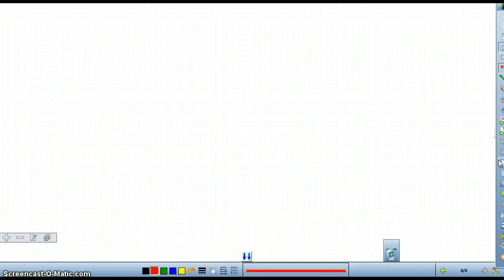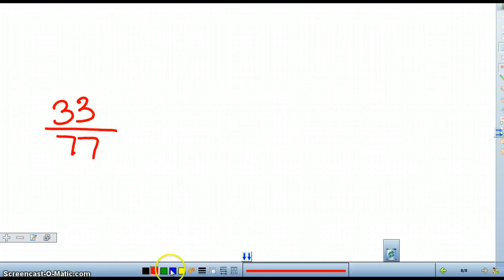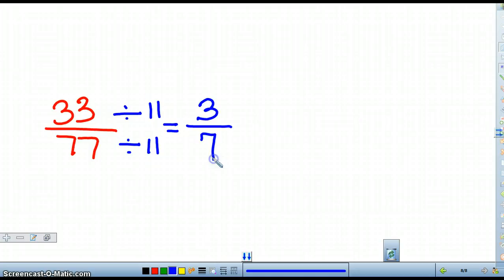Let's do number 3, 33 over 77. I see right away that I can divide both of them by what, Hope? 11. Divide them both by 11. 33 becomes 3. 77 becomes 7. 3 and 7 are prime numbers. We are done.